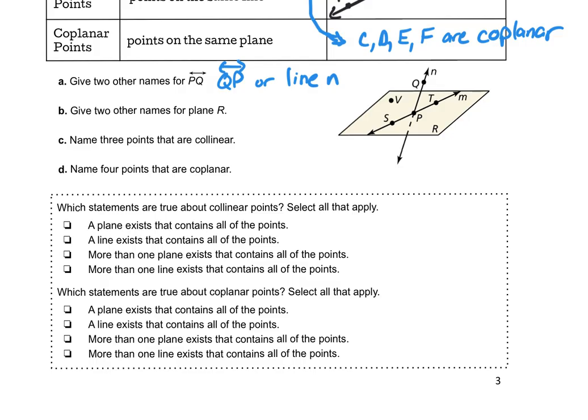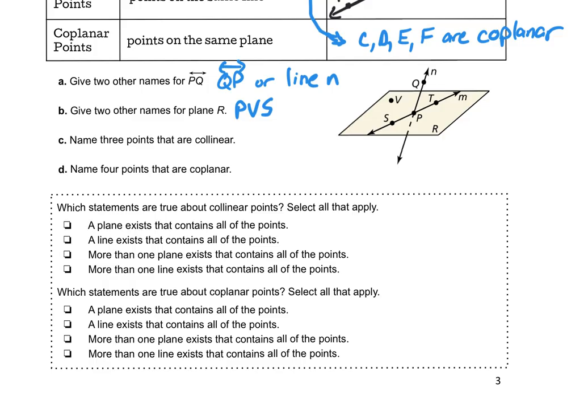Two other names for plane R. R is not a point. R is just a letter naming that plane, right? There's no point next to it. That's how we know it's not a point. What are some other points that fall on that plane? P is on there, okay. What else on that yellow surface, on that yellow plane? What are some points that fall on that yellow plane? Yeah. PVS. Okay, PVS would be good. That's a good one. Okay, could I also say SVP? Yeah, okay, same thing, okay?